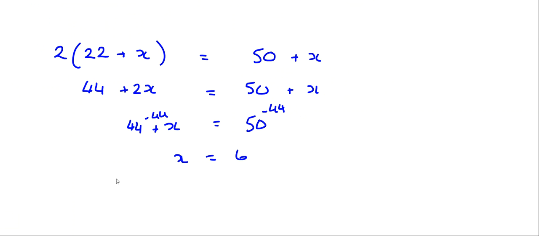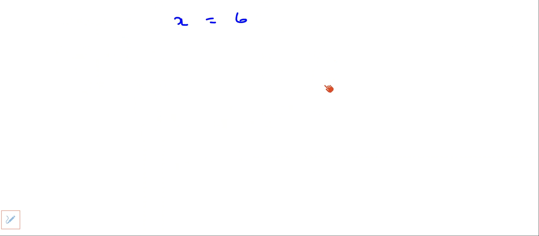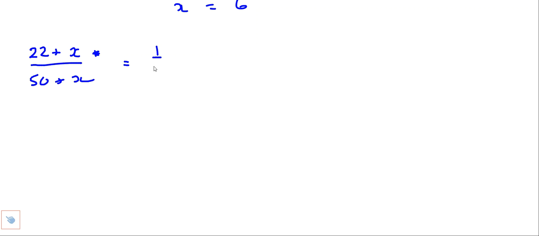So, what I would like to do though is have another think about what cross cancellation actually means. Going back to 22 plus x over 50 plus x equals a half. Now another way to think about this, and this is quite useful to you, especially when dealing with logarithms and things like that as well, right?